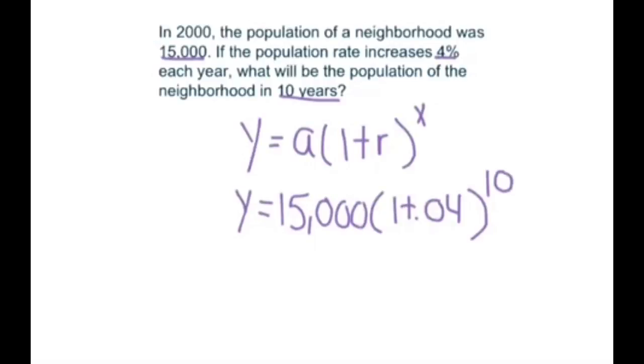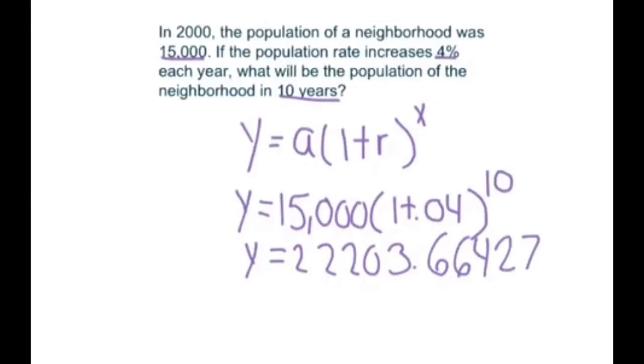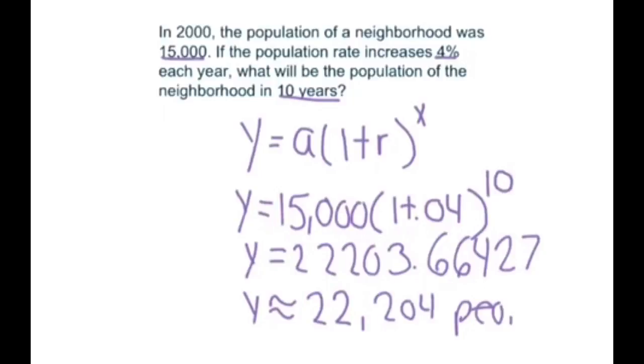You would get a large number, but it has a decimal, so we have to round it. People can't be decimals, so y would equal about 22,204 people. And that's our final answer.